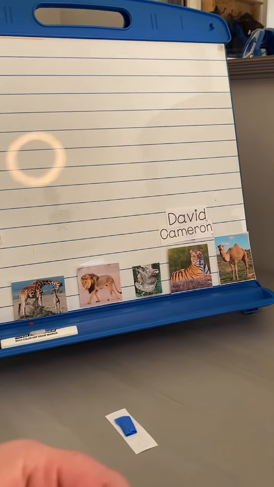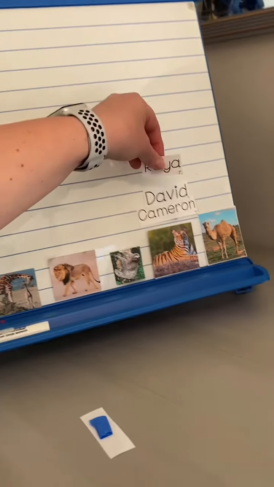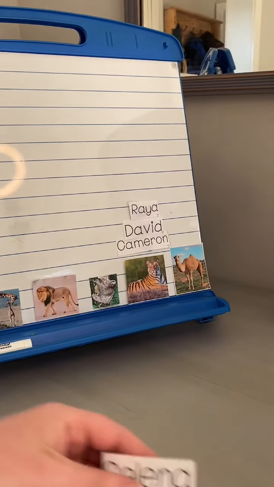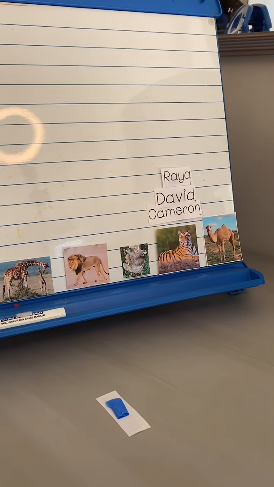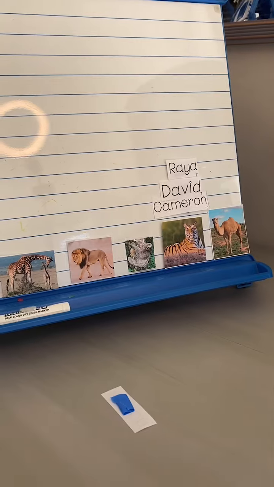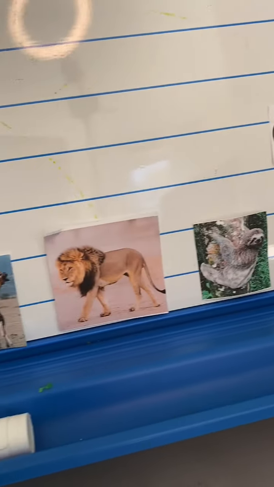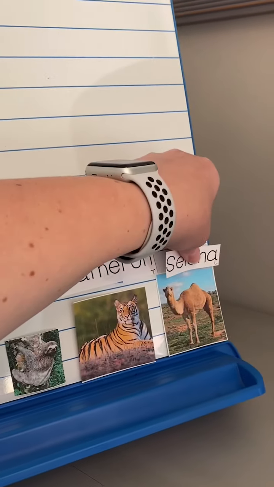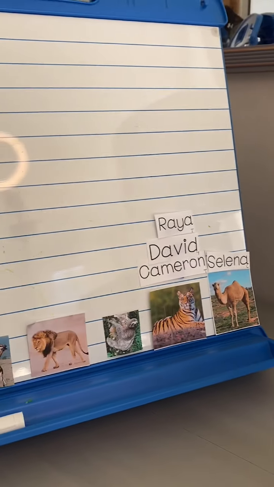Now we're going to move on to Rhea. Rhea's favorite animal is also a tiger. Now we're going to move on to my friend Selena. Can you guess what animal Selena likes? Let's look at the choices. Selena likes a camel. It's such a unique animal. I love that Selena chose camel.